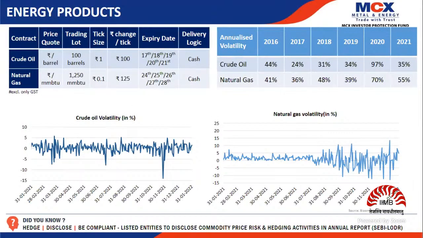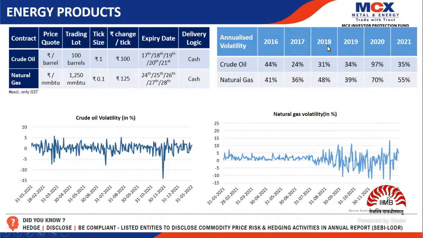Now the contract specification. We measure gold and base metals in kgs. When it comes to crude oil, we cannot measure in kgs, like 100 kg or 5 kg of crude oil, so we measure in barrels. How many liters will be there in a barrel? Anyone have any idea? 159 liters in one barrel. The lot size is 100 barrels, so a 1 rupee change in crude oil will lead to 100 rupees plus or minus. Natural gas we measure in MMBTU, million British thermal units, and one lot size is 1,250, so 1 rupee plus or minus will give you 1,250 rupees plus or minus. Here the delivery logic is cash. Crude oil and natural gas are not deliverable.